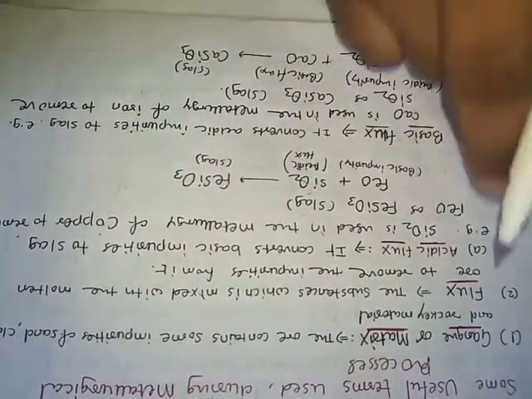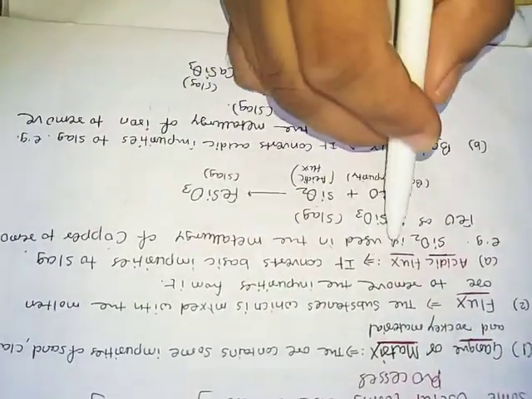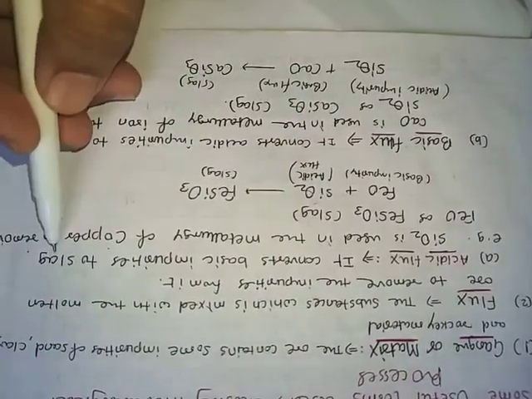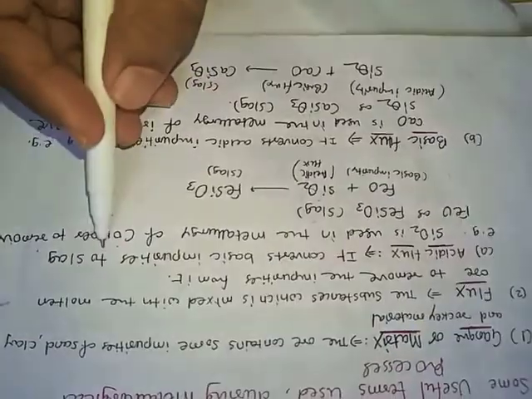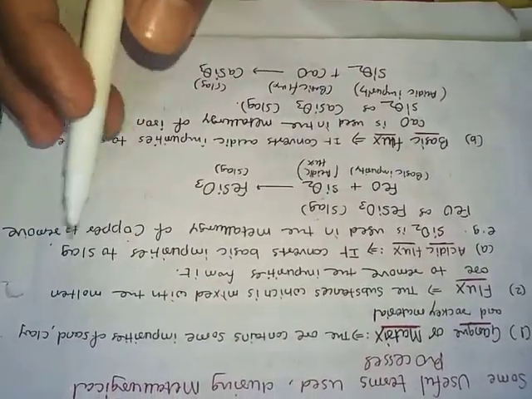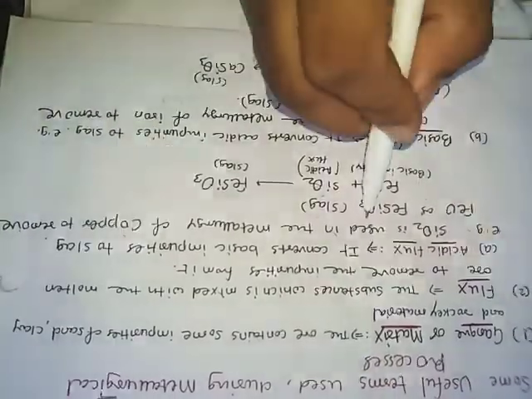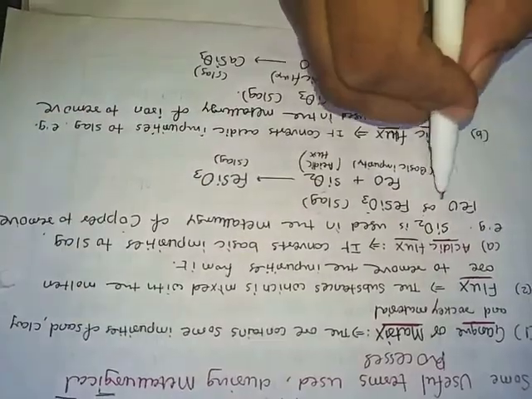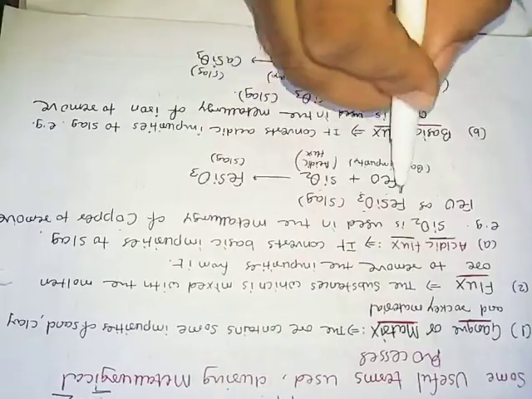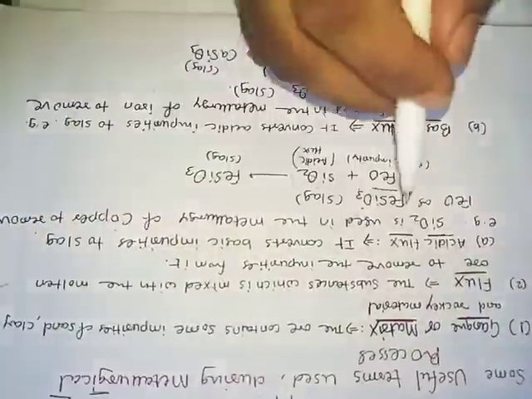There are two types of flux: acidic flux and basic flux. Acidic flux converts basic impurities into slag. Slag is an infusible mass that we can remove easily. Basically, SiO2 is used in the metallurgy of copper to remove FeO as FeSiO3, iron silicate, as a slag.